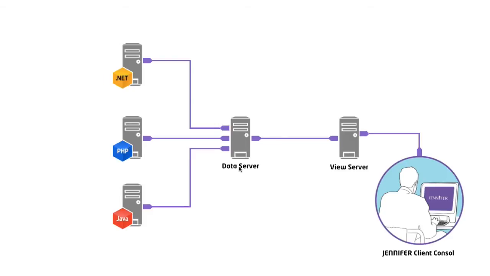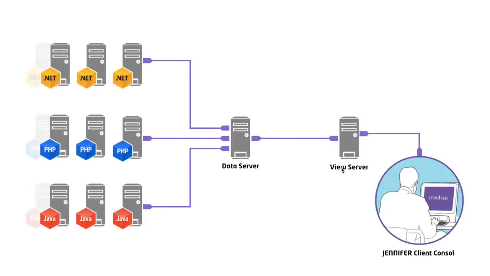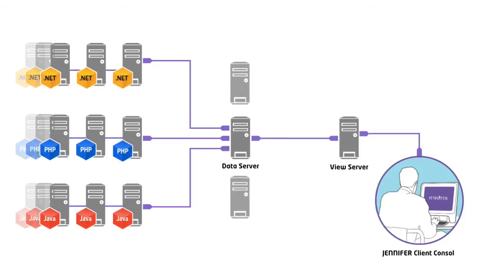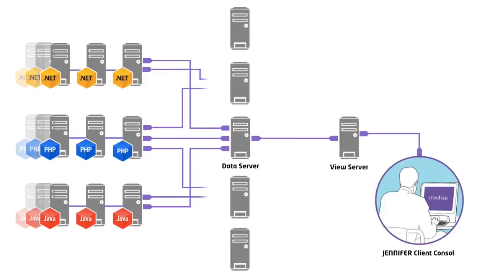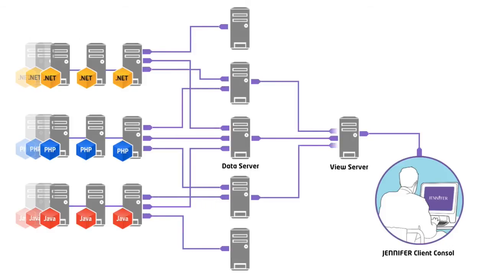As I said, we divided our servers into two kinds of servers: the data server, which is responsible for processing and analyzing the data; and the view server, which is responsible for showing the data to the client. This kind of architecture is very helpful in case we scale our system. If you increase the number of agents, we can accordingly increase the number of data servers we need, and we can connect them to a single view server.